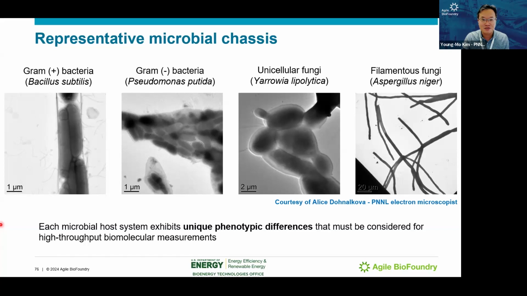The right two pictures are from eukaryotic fungal systems. The third one is the unicellular fungus Yarrowia lipolytica, and the last one is Aspergillus niger. It's a very long and very hard shape. We took a lot of photos of these by electron microscope after modification or extraction disruption using beads, sonication, or enzymatic lysis of the cell wall. So I think it is important to understand their unique phenotype differences at the beginning. Next slide, please.